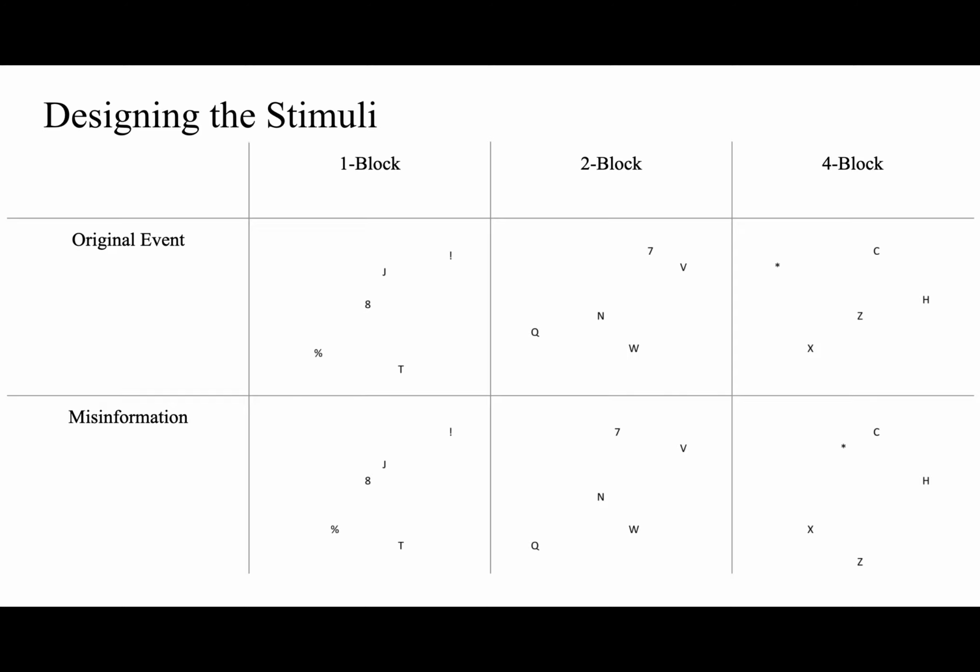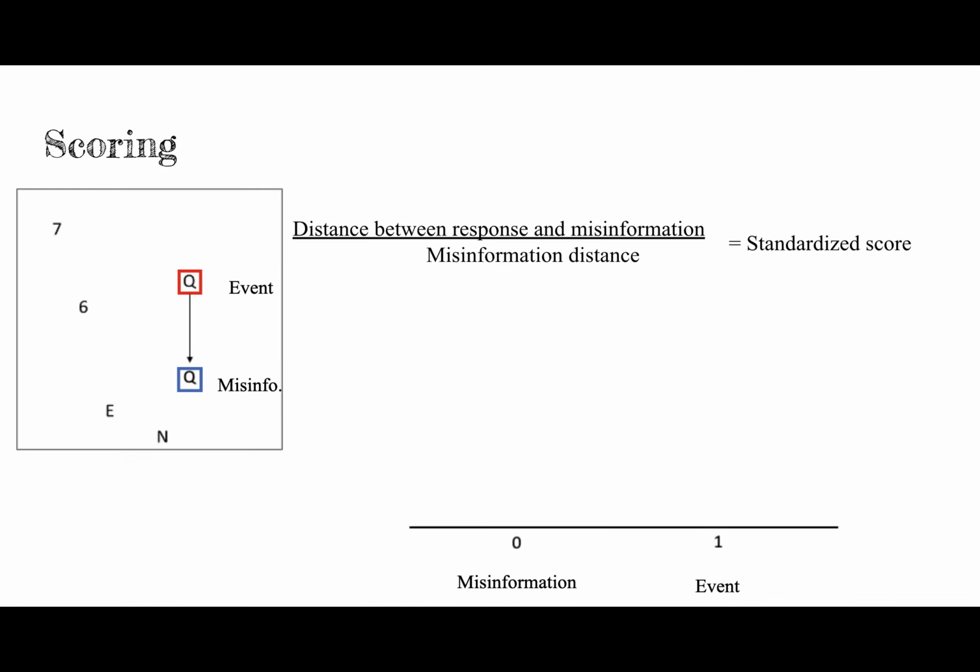So for the 1 block condition, the letters that were moved weren't moved very much. In the 2 block condition, they were moved a little bit more. In the 4 block condition, they were moved the most. To be able to compare the 6 conditions, we took the difference between the response and the misinformation and divided it by the misinformation distance. Since the space given to the participants is a 960 by 960 pixel grid divided into a 10 by 10 grid, in the 1 block condition, the difference would be divided by 96, 192 in the 2 block condition, and 384 in the 4 block condition. Doing this will give us a standardized score so we can compare the 6 conditions.